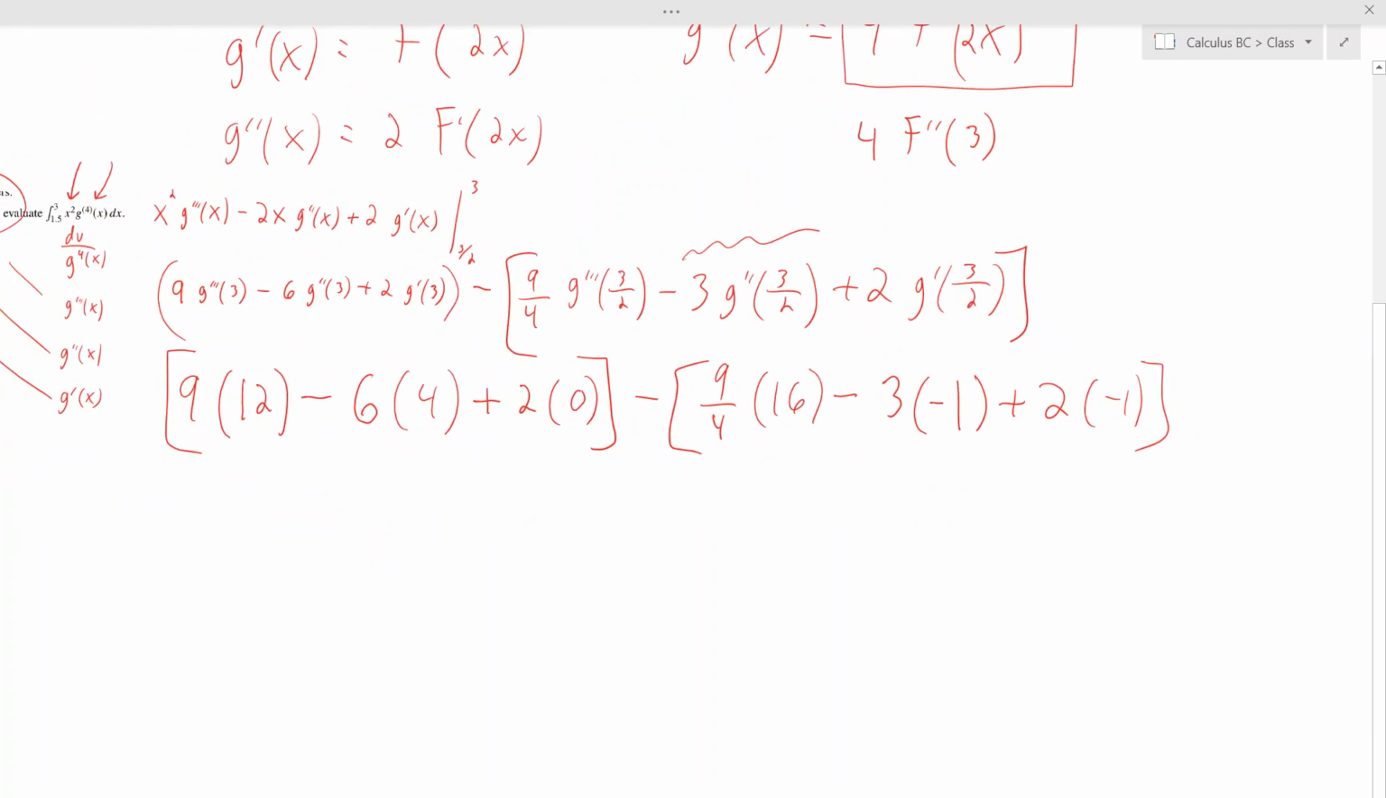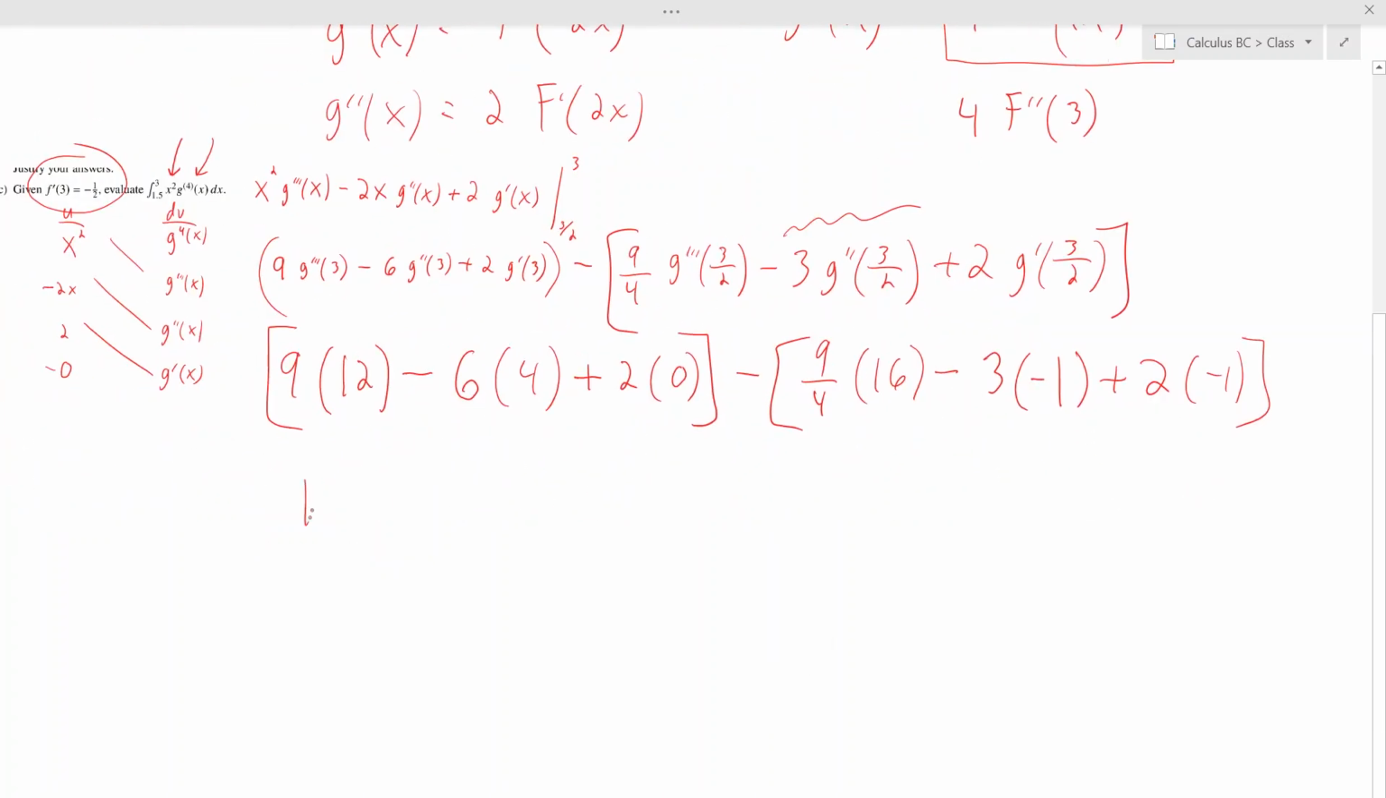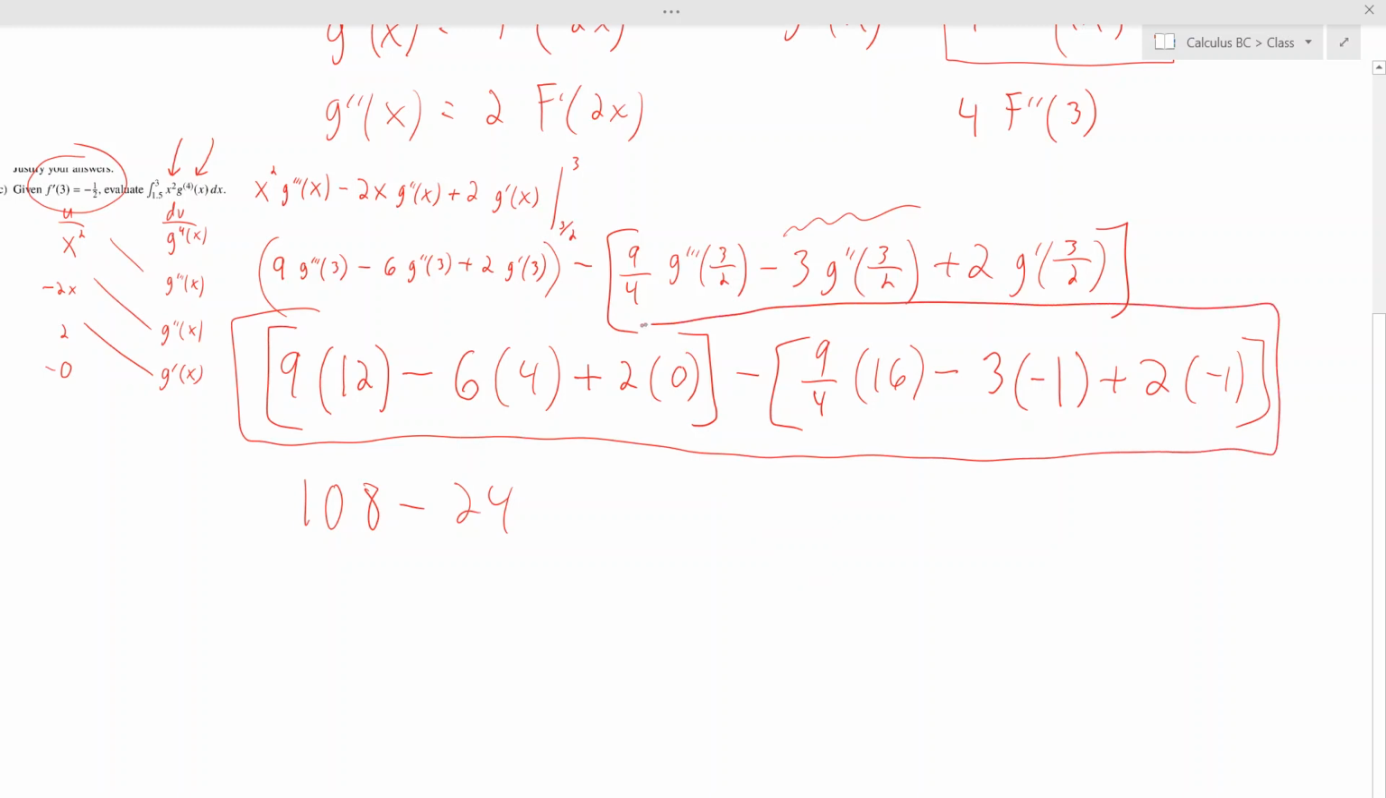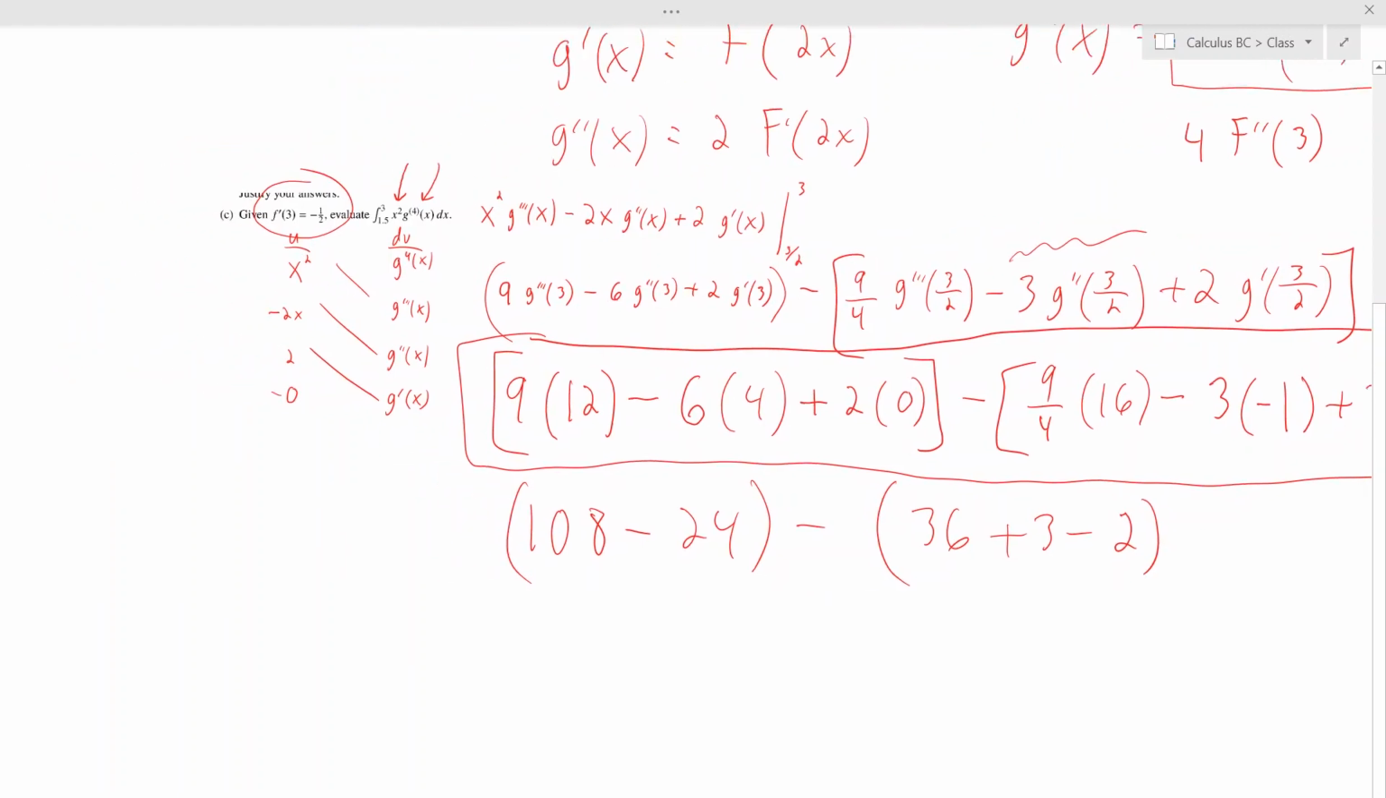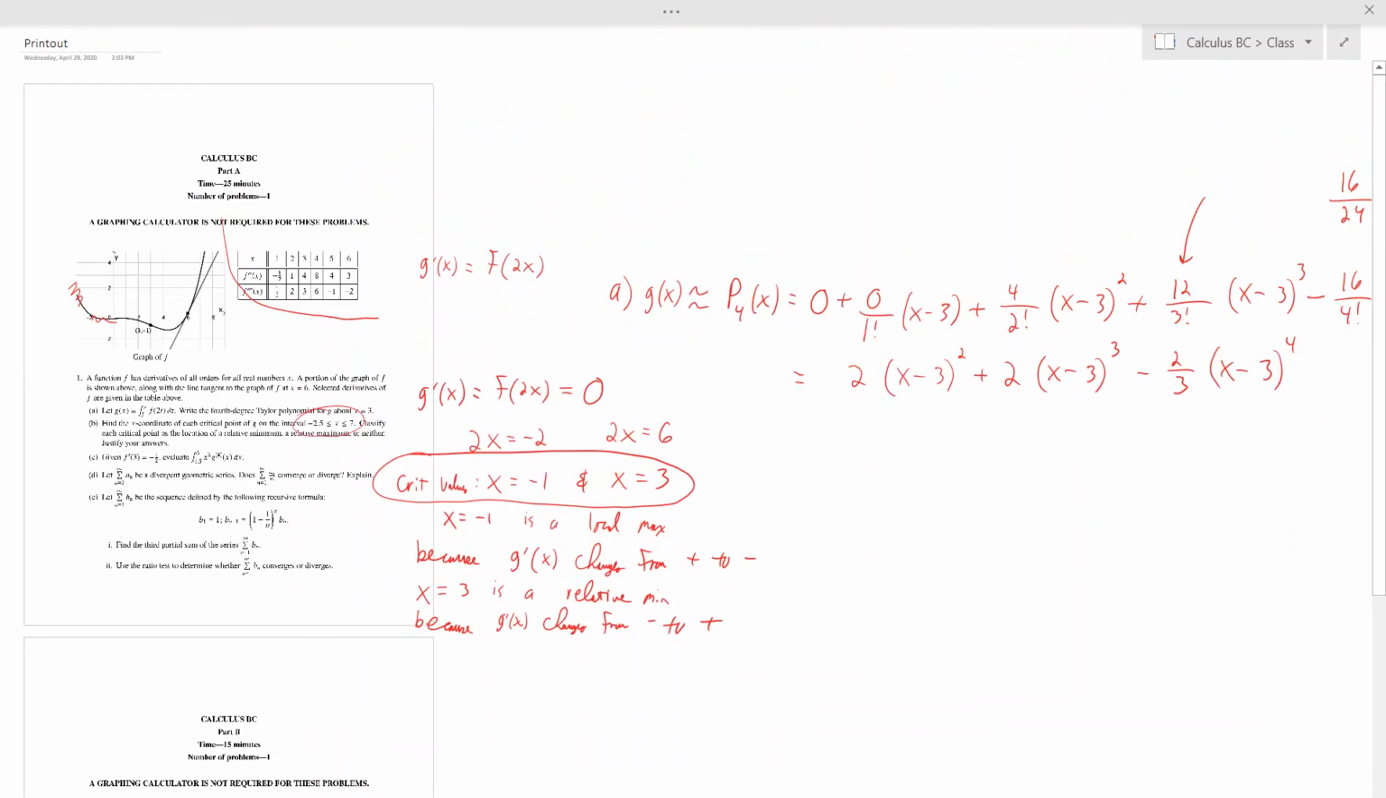And we can simplify this all out. We don't really have to. 9 times 12 is 108. And I actually would leave my answer like this if I were you guys, because then there's no chance of you messing up arithmetic. But it would be 108 minus 24. And you could put this all together if you want. That's this part. Minus 9/4 times 16 is 36. Plus 3 minus 2. You can put that all together if you want, but I'm not going to do all that. Okay? So that was that thing. Be on the lookout for parts.